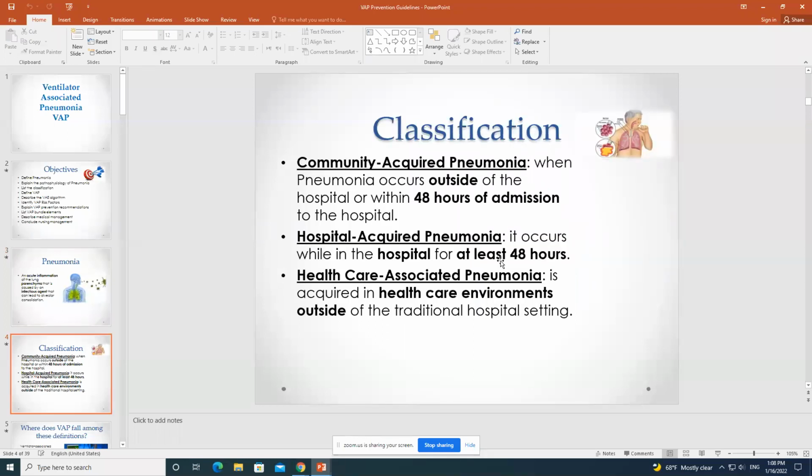How many types of pneumonia do we have? First of all, just because we will be focusing on pneumonia, how many types of pneumonia do we have?